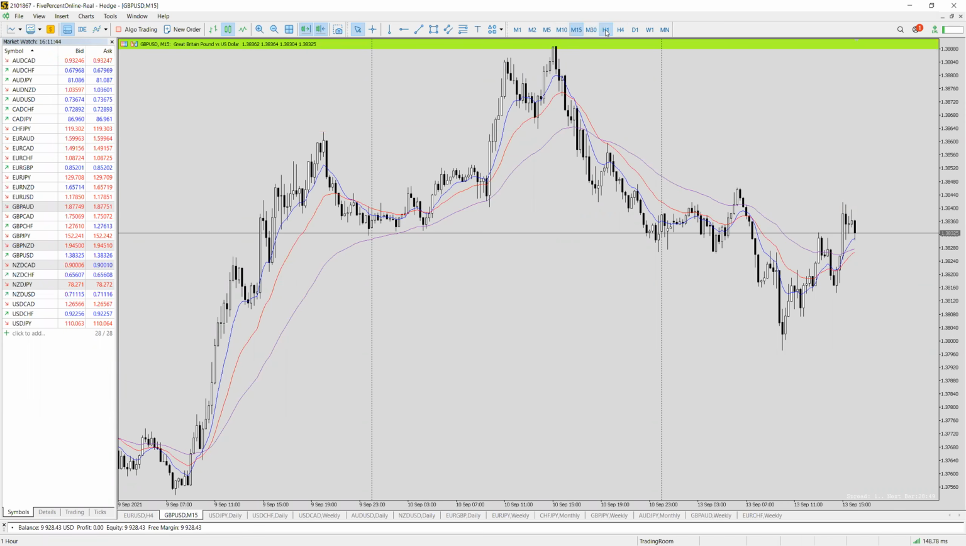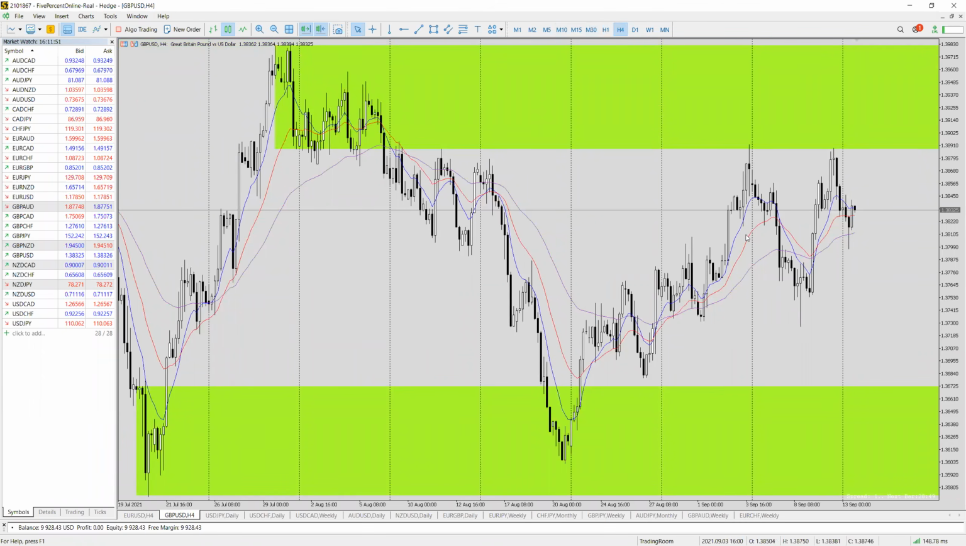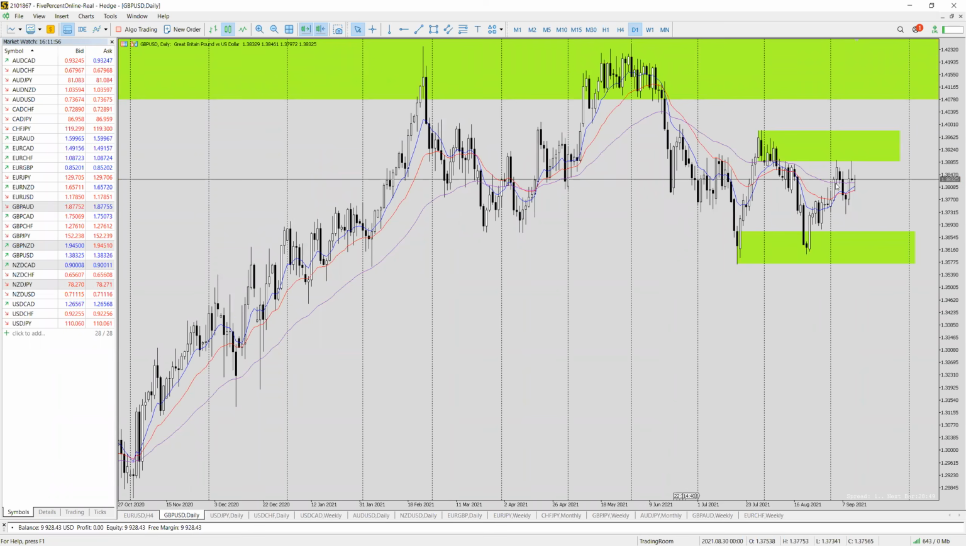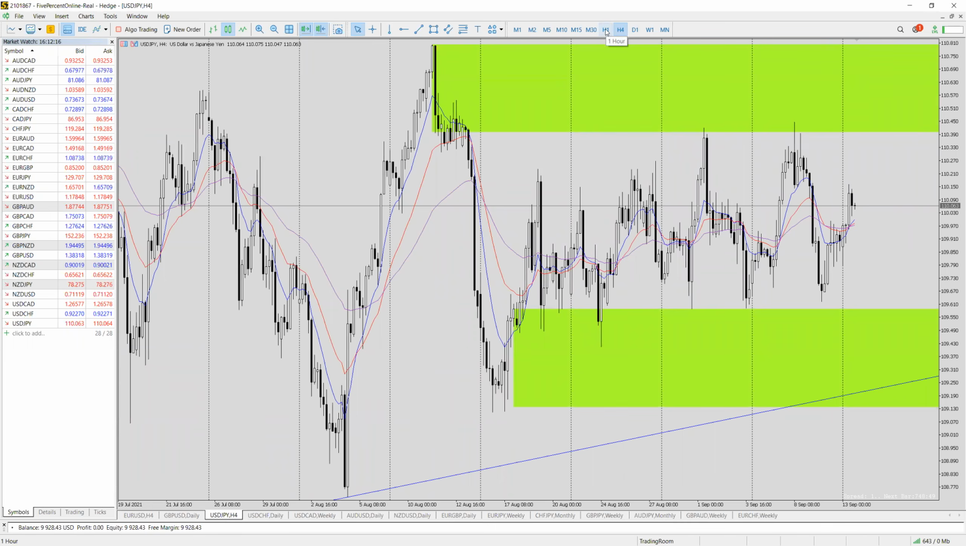And again, for the pound dollar, generally at the moment, trend is unclear. So just be careful if you're looking for trades on pound pairs. Dollar yen also ranging in between supply and demand for a few days now, almost a month. Not easy to trade for swing traders.